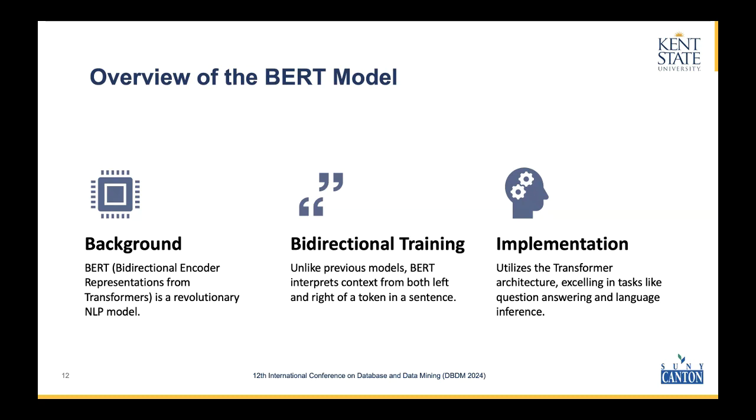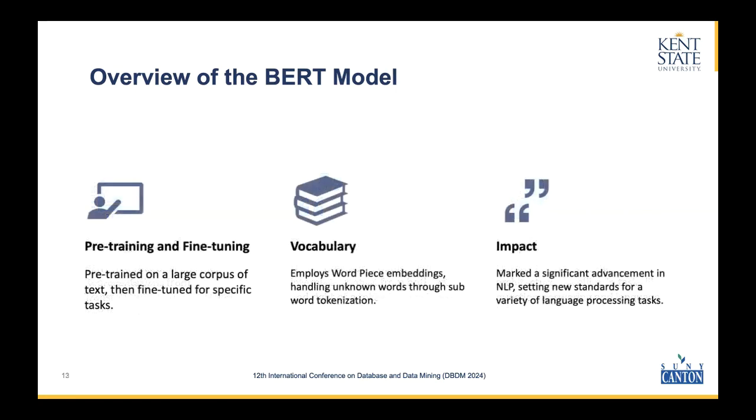It also uses the transformer architecture, which is effective in NLP tasks. The BERT model is pre-trained on a large corpus of text, and then we can fine-tune it based on a specific domain, like we did for COVID-19. The BERT model uses WordPiece embeddings to manage unknown words through subword tokenization. For example, if there's a word like malfunction, which is not in the vocabulary of BERT, BERT uses WordPiece embeddings, which means it will divide the word into known words. For example, it will divide the word malfunction into mal and function and then try to understand its meaning. It's very impactful in NLP.